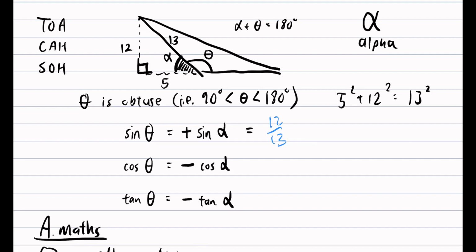Yes, 12 over 13. Okay, good. How about cosine alpha? What's cosine alpha? Cosine alpha would be negative 5 over 13. Okay, good.